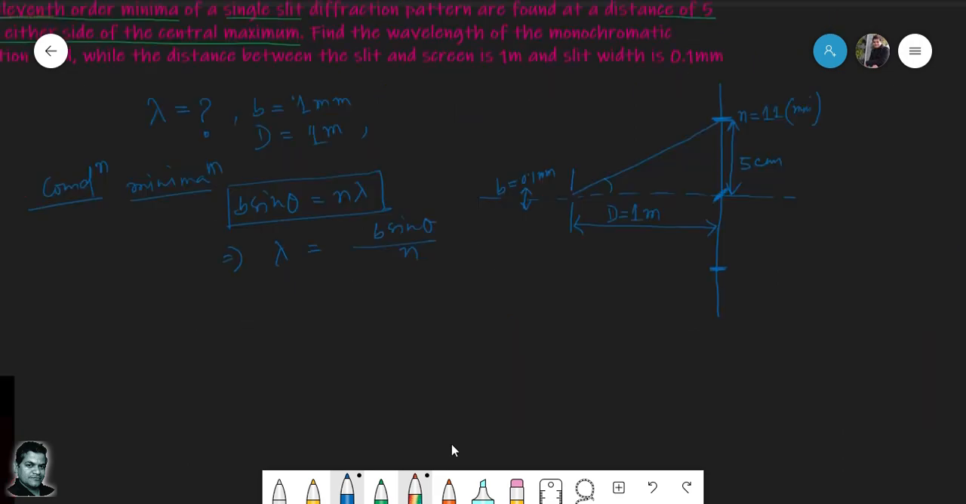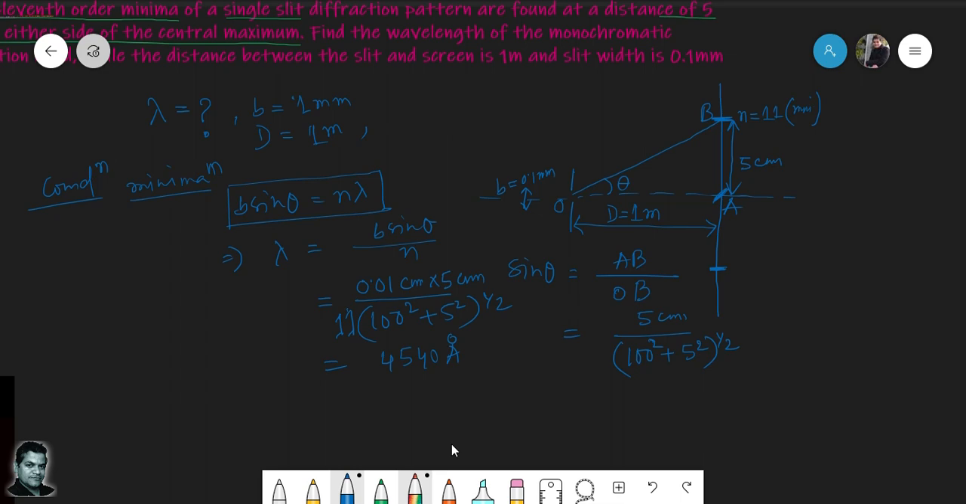So in the figure, what is theta? Theta is this. How much is sine theta? Let's say this is OAB. Sine theta is AB by OB. How much is AB? That's 5 centimeter. How much is OB? OB is the square root of D square plus 5 square. So from there, putting in the values of 0.01 centimeter for B and the sine theta value, with n equal to 11, this turns out to be the wavelength in angstrom. So this is the wavelength that was used for the diffraction pattern.